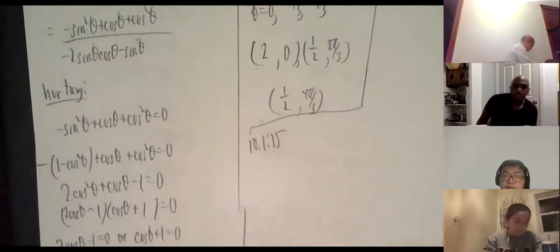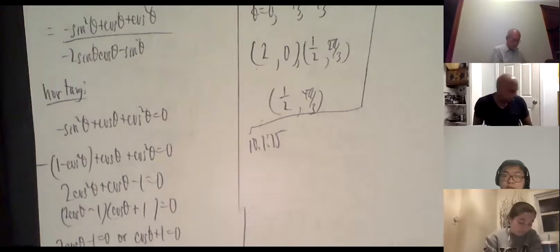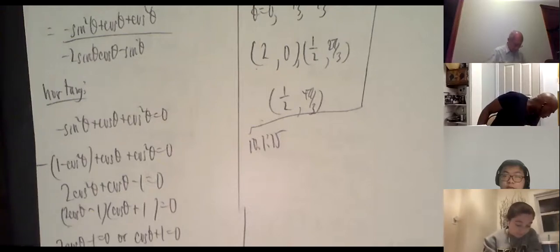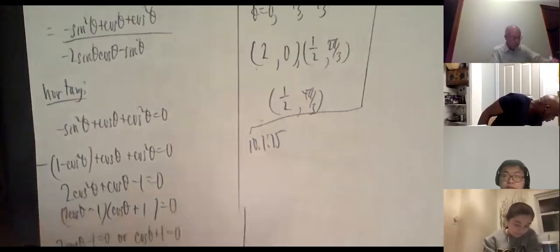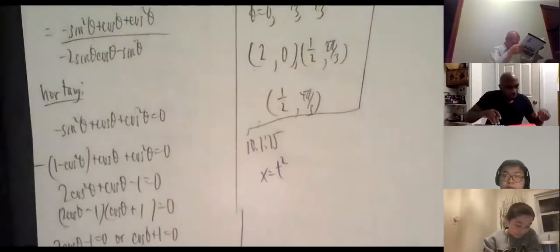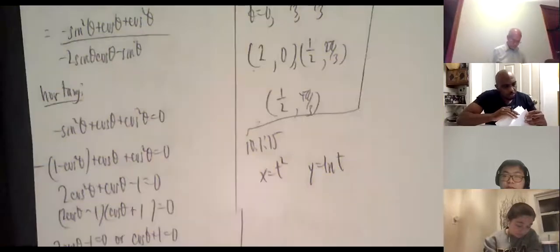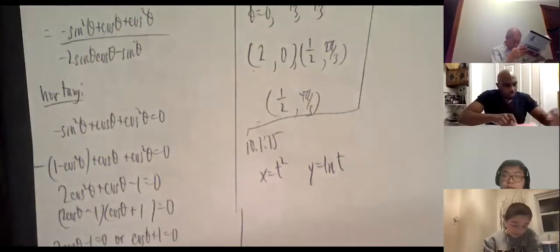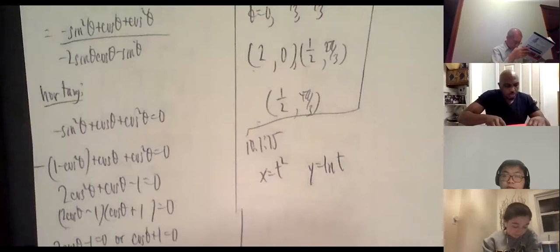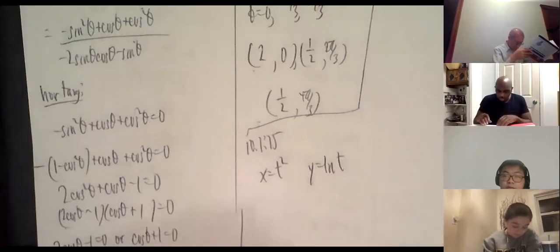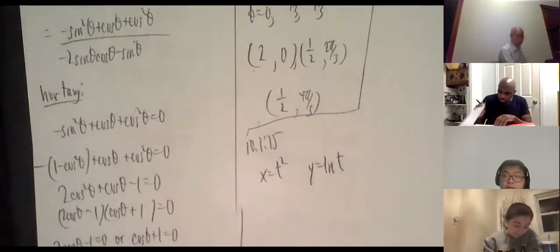Okay, 10.1 15. All right, let's see what that's about. X equals t squared, y equals ln t. Eliminate the parameter to find a Cartesian equation of the curve. Sketch the curve and indicate with an arrow the direction in which the curve is traced as the parameter increases.